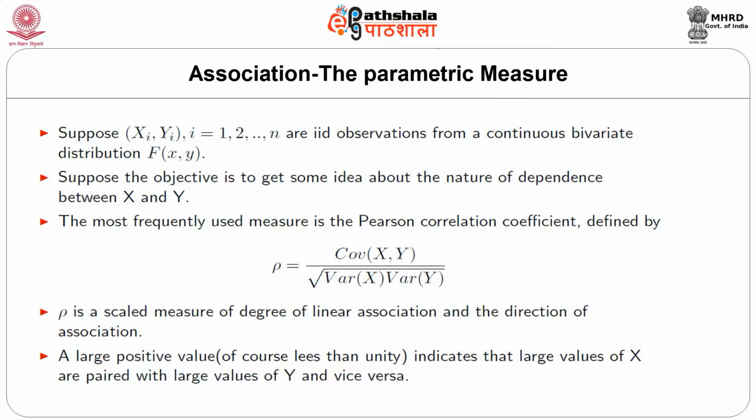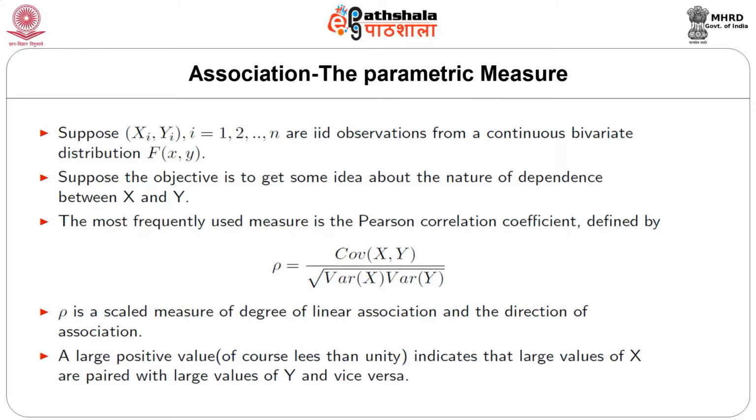We start from the association measure in the context of parametric inference. Suppose we have n pairs of data (xi, yi) from a continuous bivariate distribution defined by fxy. Suppose the objective is to get some idea about the nature of dependence between x and y. The most frequently used measure in this context is the Pearson correlation coefficient, defined by the ratio of covariance between x and y and the standard deviation of x and standard deviation of y.